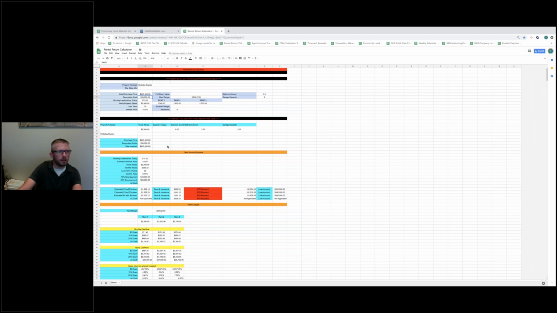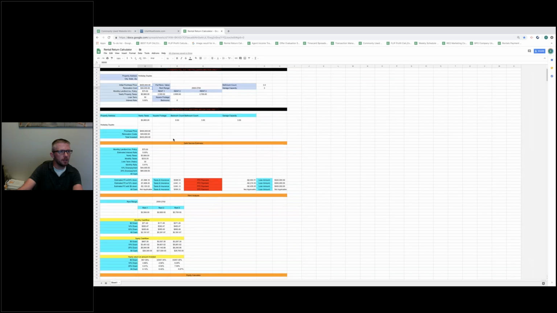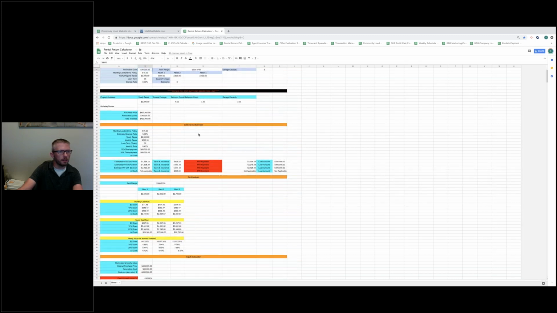So after we fill all that in, the spreadsheet does the rest of it. What we end up with here is our debt service estimator. It calculates the debt service, the payment with principal and interest here. This is with 20% down, 10% down, and nothing down.